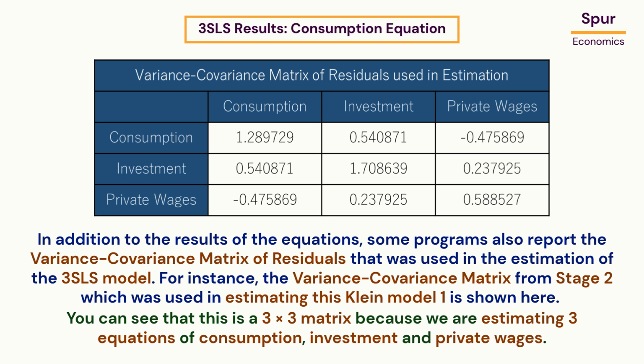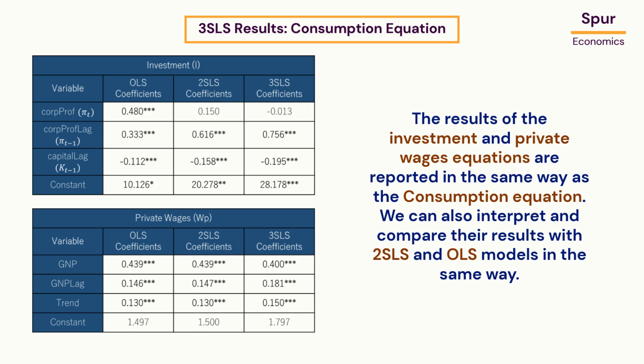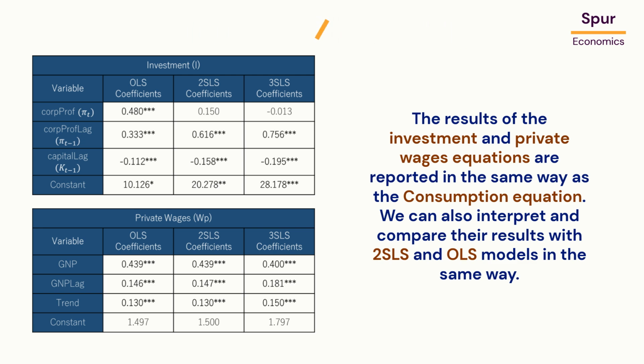In addition to the results of the equations, some programs also report the variance-covariance matrix of residuals that was used in the estimation of the 3SLS model. For instance, the variance-covariance matrix from stage 2, which was used in estimating this Klein Model 1, is shown here. You can see that this is a 3 by 3 matrix because we are estimating 3 equations of consumption, investment, and private wages. The results of the investment and private wages equations are reported in the same way as the consumption equation. We can also interpret and compare their results with 2SLS and OLS models in the same way.